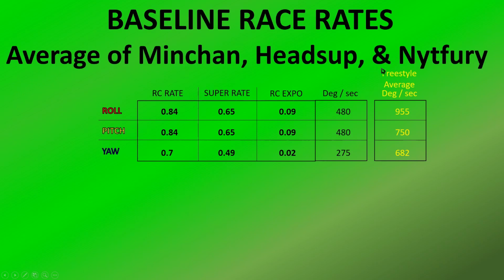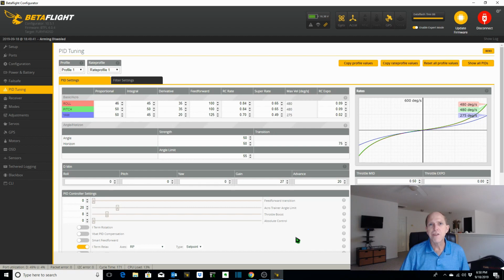That's why I recommend setting up two different rate sets on a switch using two different profiles in the Adjustments tab of Betaflight, and we'll quickly go over that here shortly. Okay, so now that we've got our baseline for both our race rates and our freestyle rates, we can go ahead and set them up on different profiles, which I've already done here.